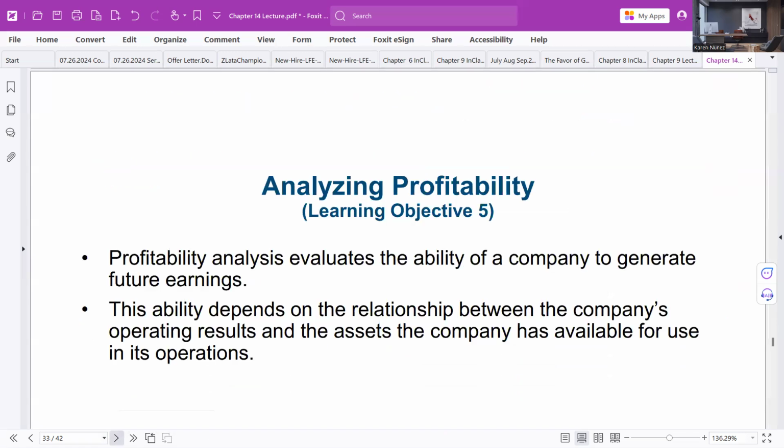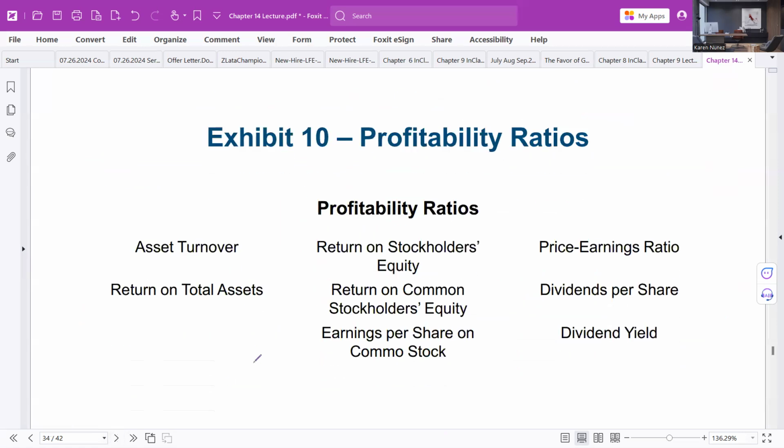And then the last category that we have here is the profitability, analyzing profitability so that we have some understanding of the company's ability to generate earnings, future earnings or future profits. And there's several ratios that we can look at here. But obviously, we don't have time to look at all of them, but key ones that we will look at are the asset turnover and the return on assets.